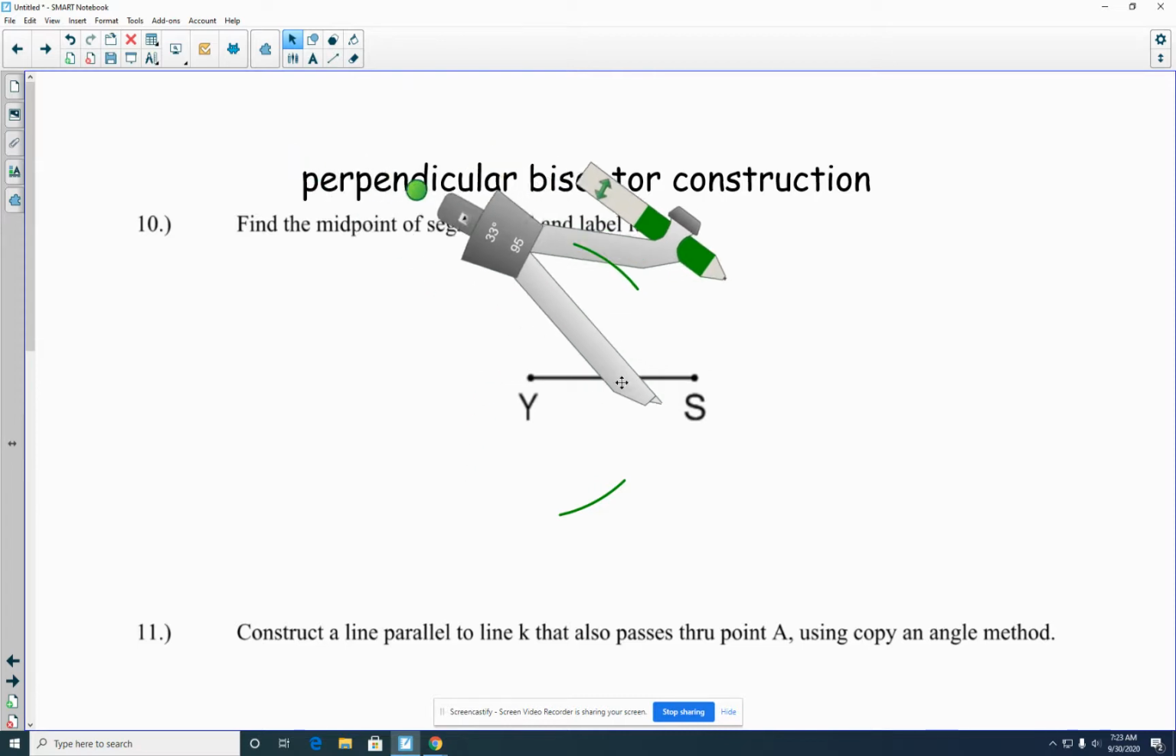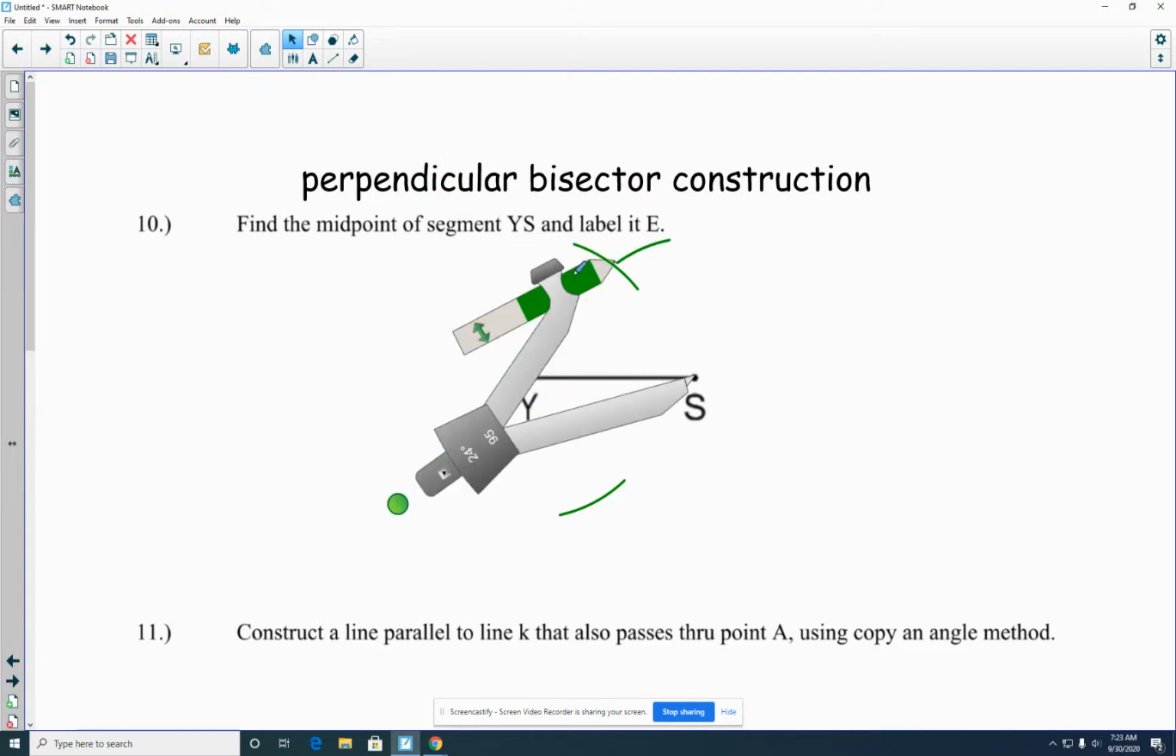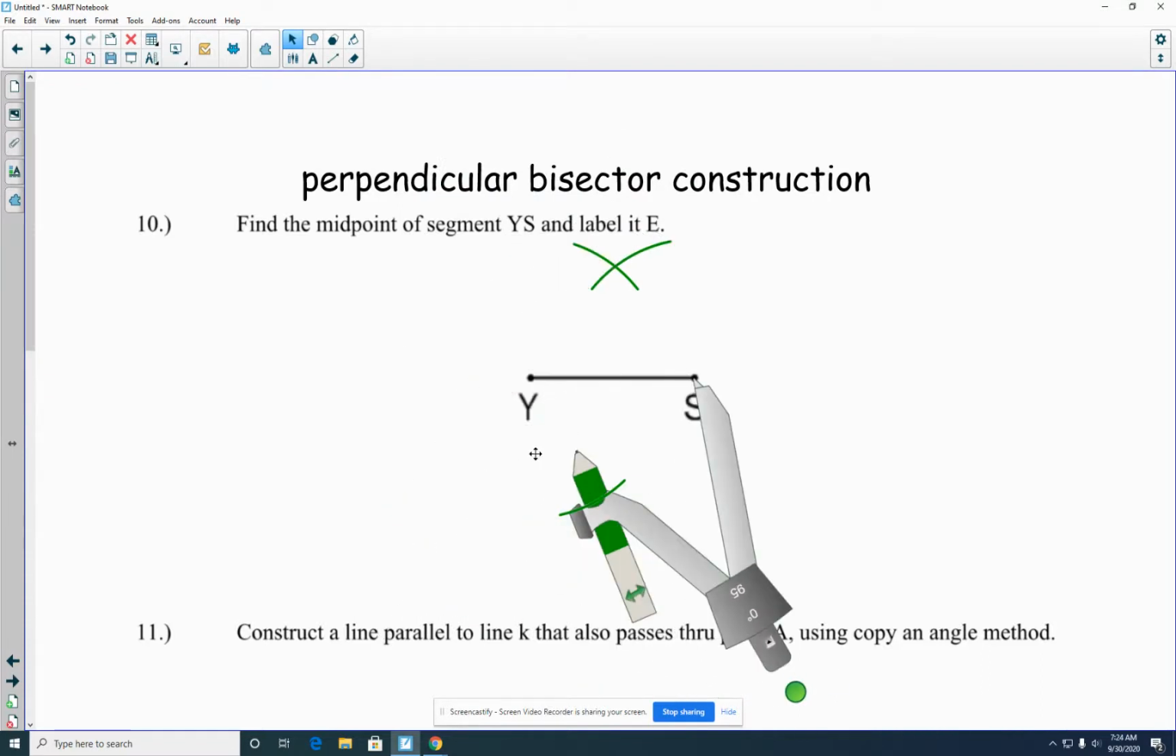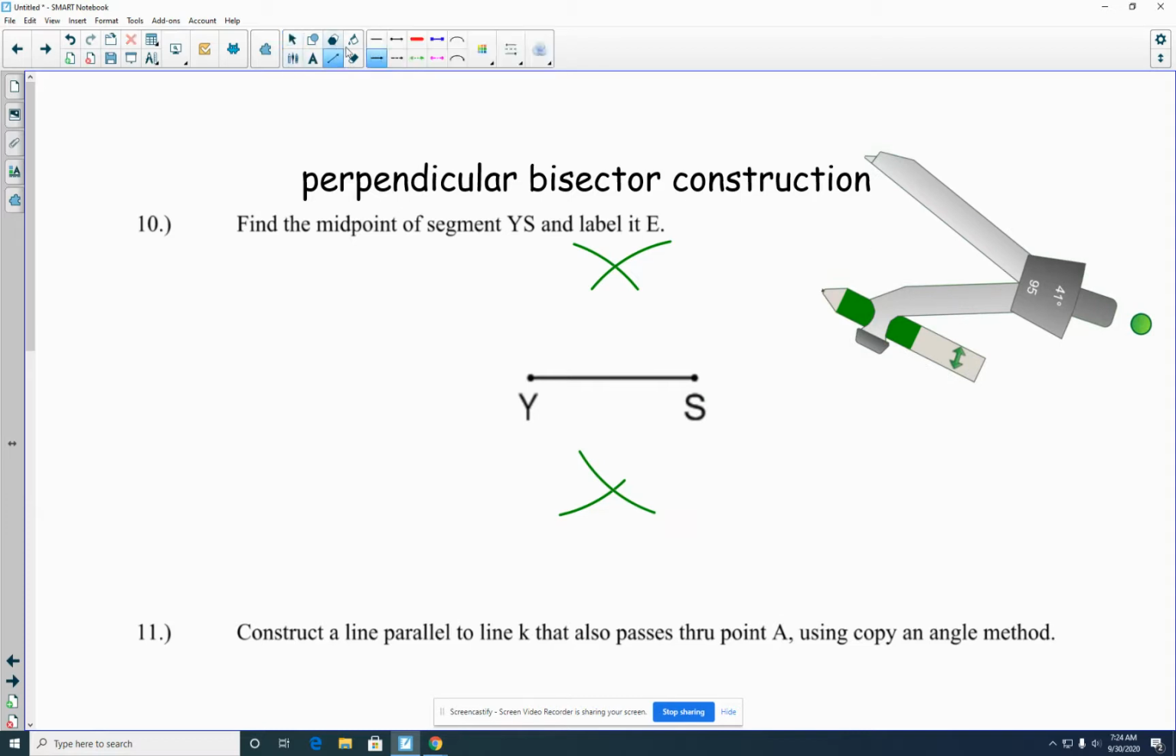Take the compass width, leave it the same, go to the other endpoint, arc that intersects down here and over here. Finally, perpendicular bisector, take my straight edge, go through, make sure you have arrows on the end. That's the most important part. Like so.